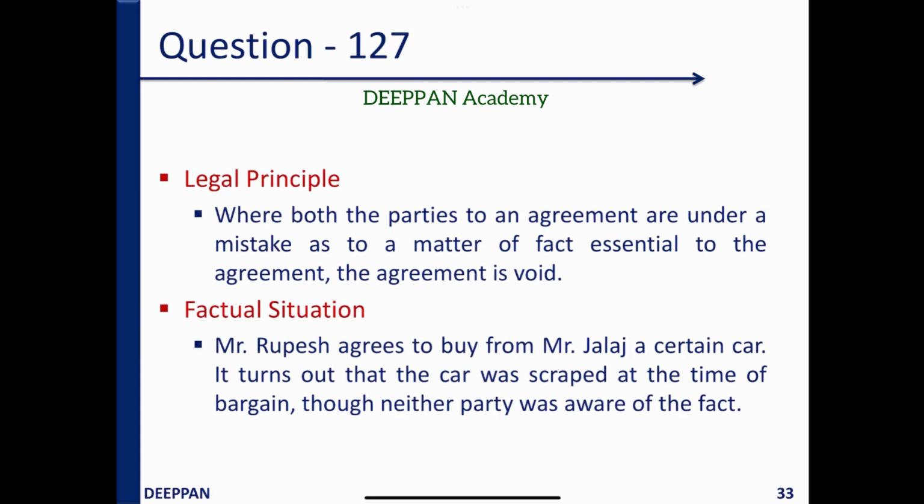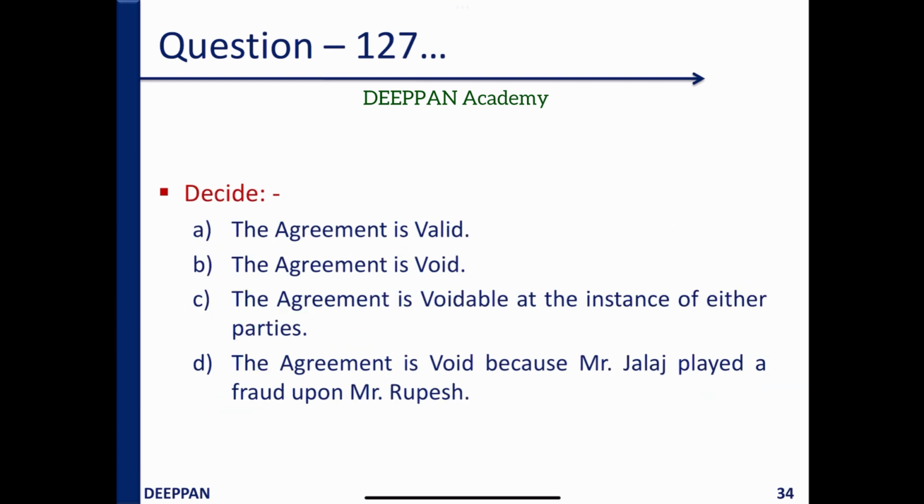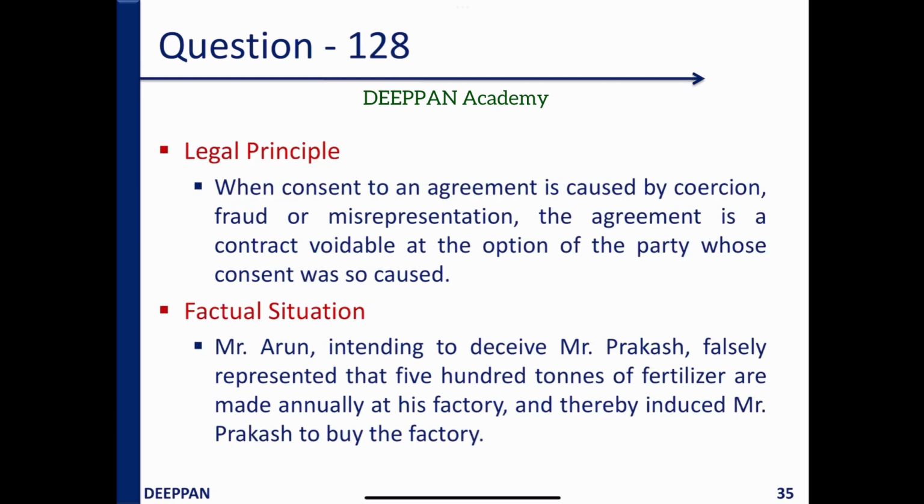Legal principle: where both the parties to an agreement are under a mistake as to a matter of fact essential to the agreement, the agreement is void. Factual situation: Mr. Rupesh agrees to buy from Mr. Jalaj a certain car. It turns out that the car was scrapped at the time of bargain, though neither party was aware of the fact. The agreement is void.